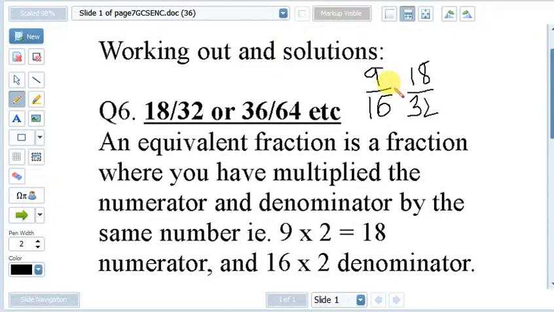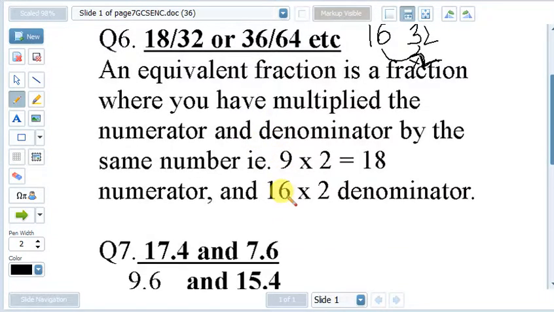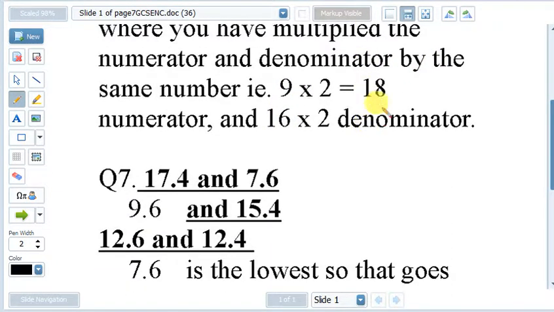Now another equivalent fraction would be if you times the top number by 4 and you also times the bottom number by 4. So therefore 36/64 would also be an equivalent fraction. Now you can times the top, the numerator and the denominator by the same number, and so you could have, for instance, 90/160 if you times top and bottom by 10.